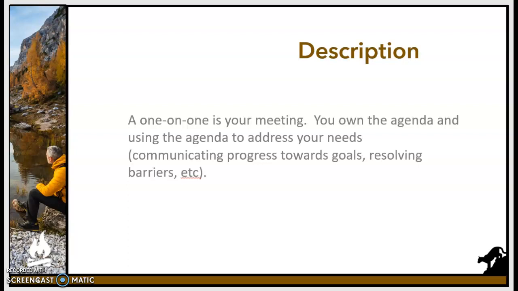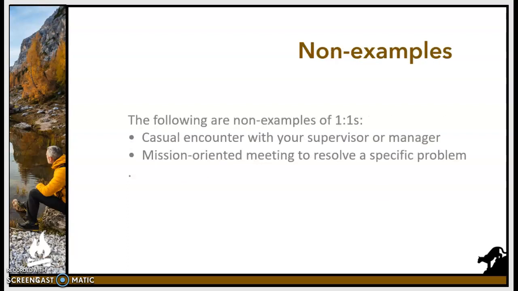So some non-examples though. One thing you don't want to get into the habit of is dismissing the need for a one-on-one because, in this case, for the first bullet, you casually encounter your supervisor or manager. If we have a conversation in passing, or maybe it's a hallway conversation, if it doesn't include the agenda, if it doesn't include that specific set aside time, don't count that as your one-on-one. Or in another case, if you had a mission-oriented meeting to resolve a specific problem, let's say you ended up in another meeting where those folks just happen to be present, that shouldn't count as that one-on-one time and experience.